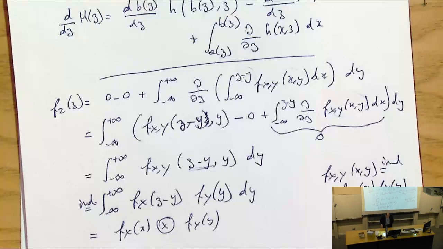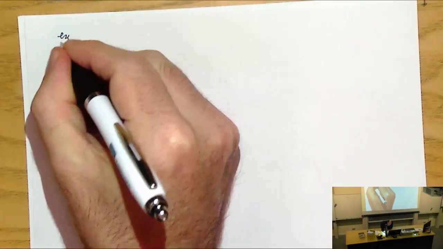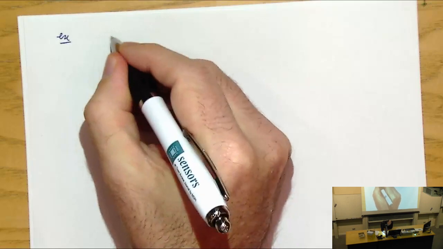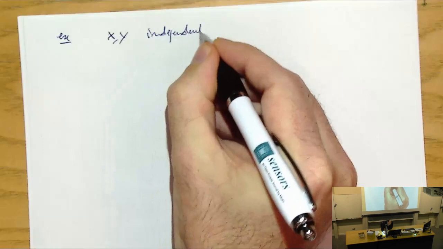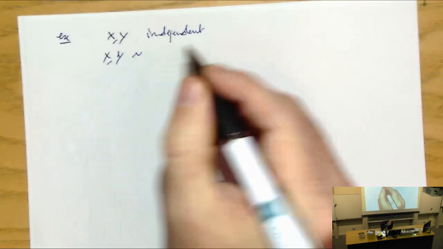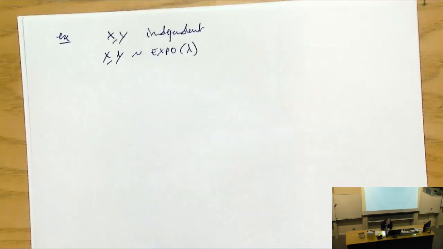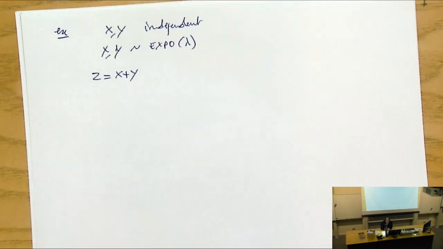Good. So let's look at just an example, and it's something reminiscent of some calculation you have done in linear systems. Let's imagine that I have two independent random variables, x and y, which are exponentially distributed with parameter lambda. And what I'm interested in is z equal to x plus y.